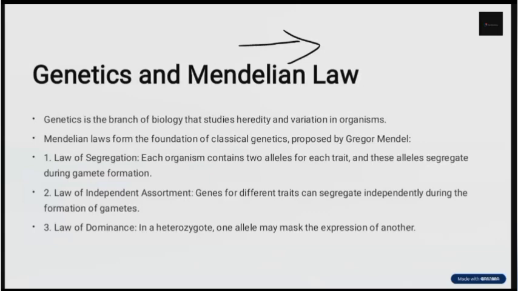Okay, very fine. Now, traits are controlled by genes. These inheritable characteristics are controlled by genes. And then thirdly, what are genes? Genes are segments of the DNA. Genes are segments of the DNA. Let's pause here so we'll not go so far.